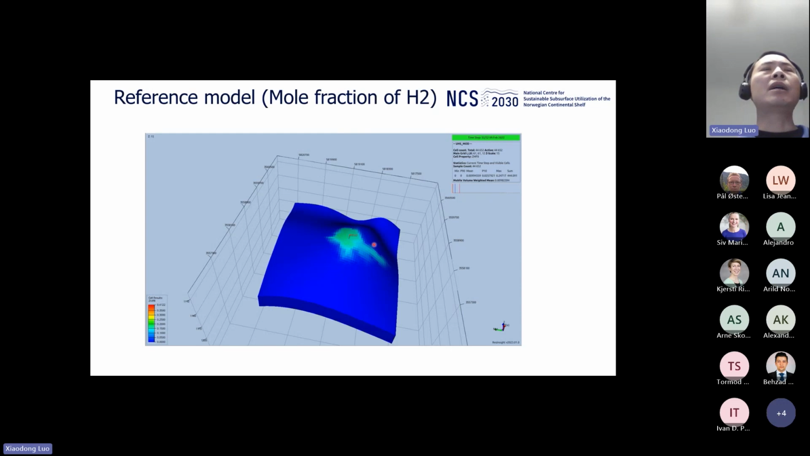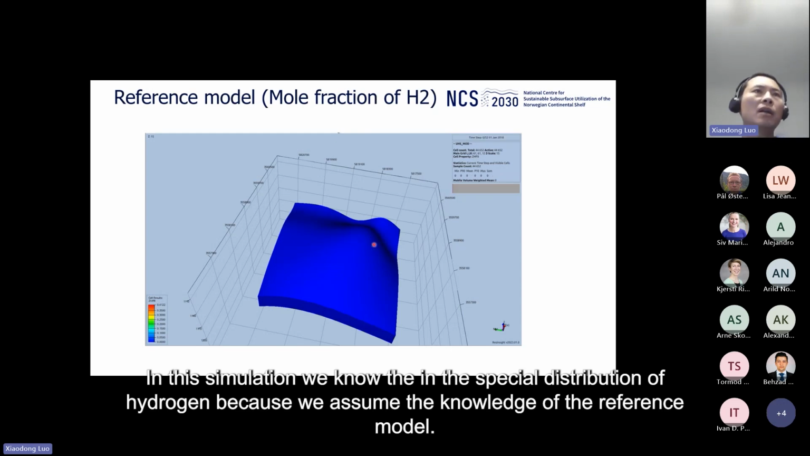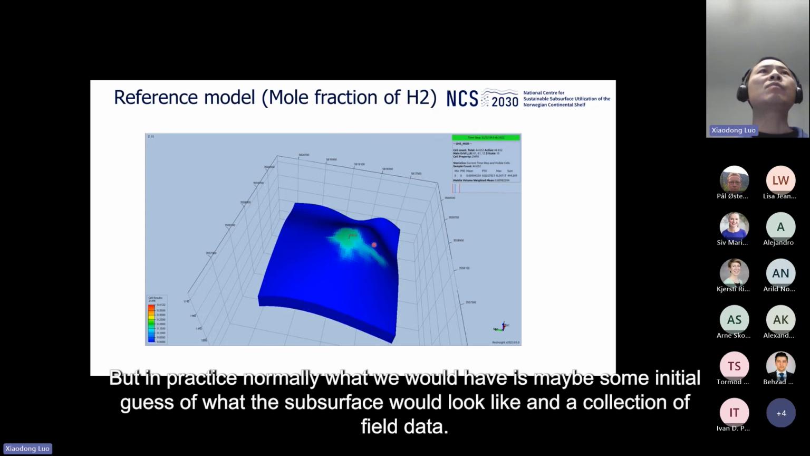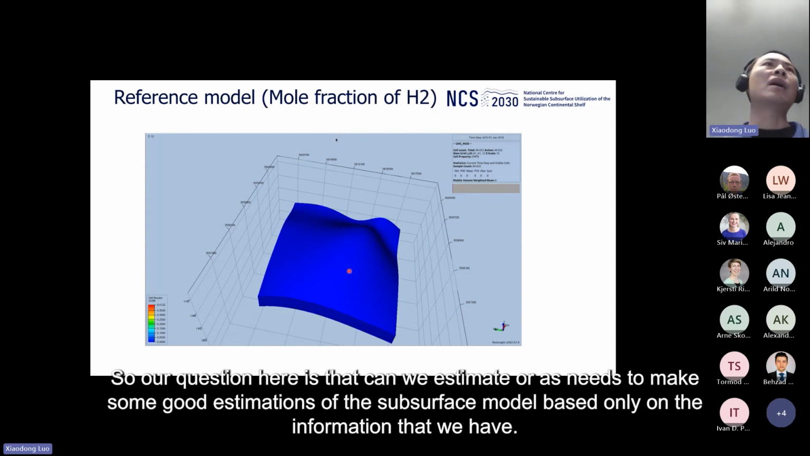In this simulation, we know the spatial distribution of hydrogen, because we assume knowledge of the reference model. But in practice, normally what we would have is maybe some initial guess of what the subsurface would look like, and a collection of field data. So our question here is: can we estimate, or at least make some good estimations of, the subsurface model based only on the information that we have?